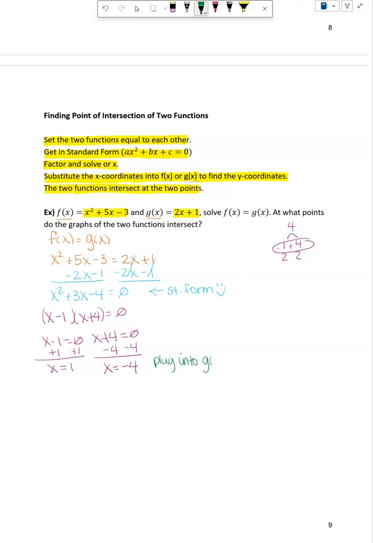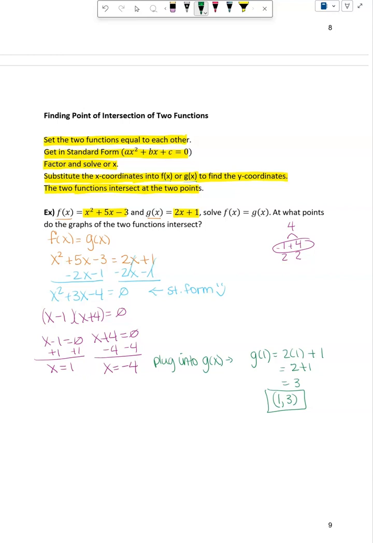So we're going to plug or substitute, whichever word you like better, into g of x. So first we're going to have g of 1. So anywhere there's an x, we're going to put a 1. So 2 times 1 plus 1. Well, 2 times 1 is 2 plus 1. That equals 3. So our point, our input, which is always your x, and your output, which is always your y.